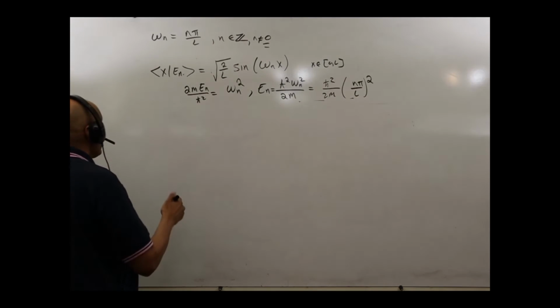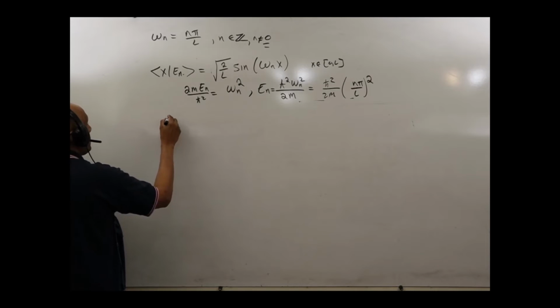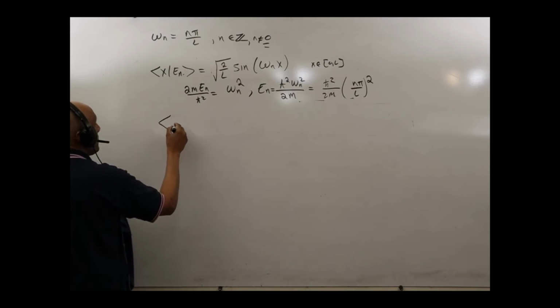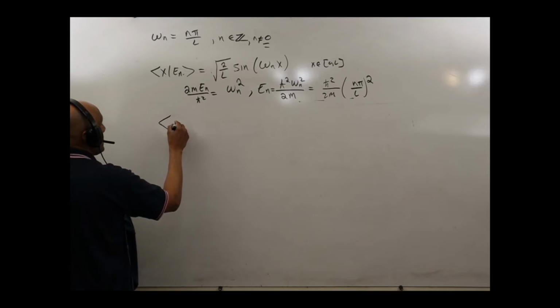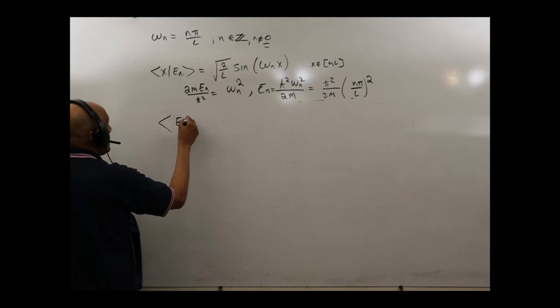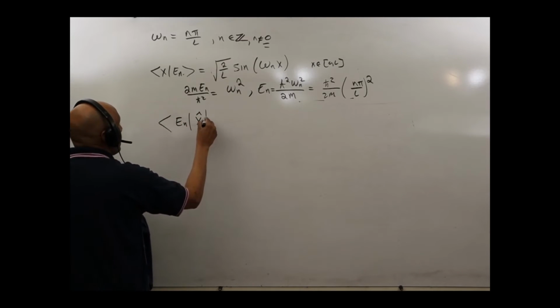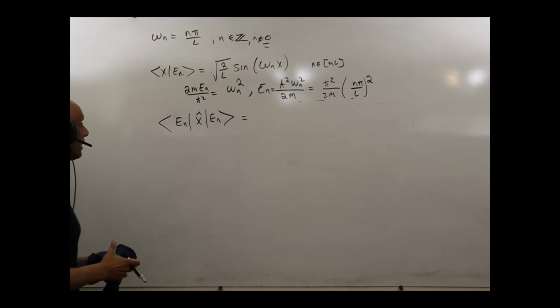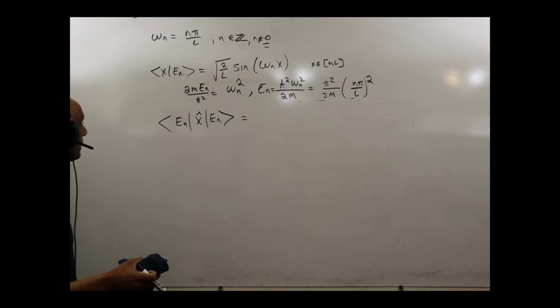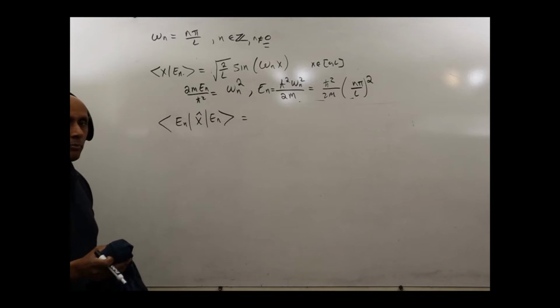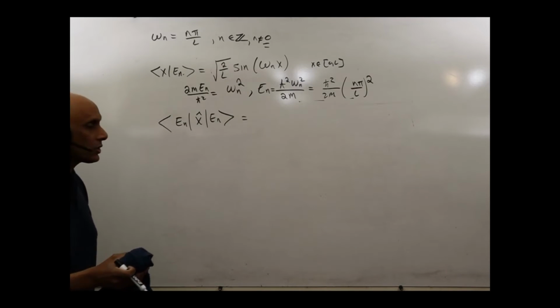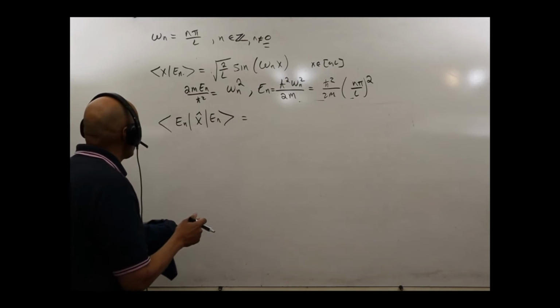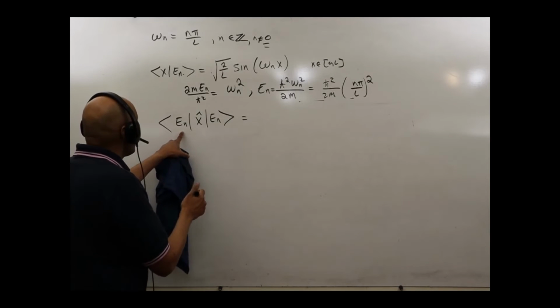So let's do a simple case: the expectation value of the position operator in the nth energy state. How would we calculate this? Again, we're trying to get used to Dirac notation to make sure that you're getting familiar with it. So here is the expectation value.